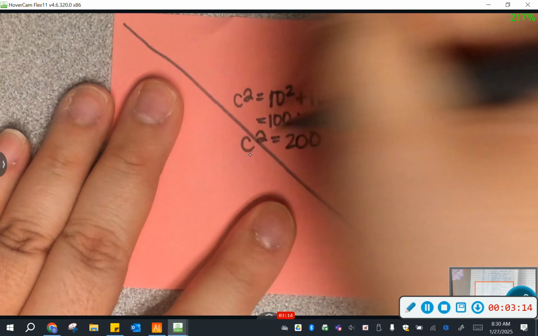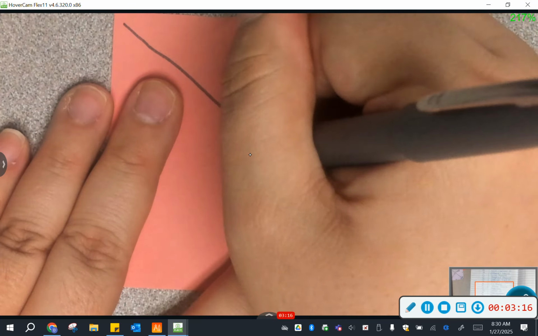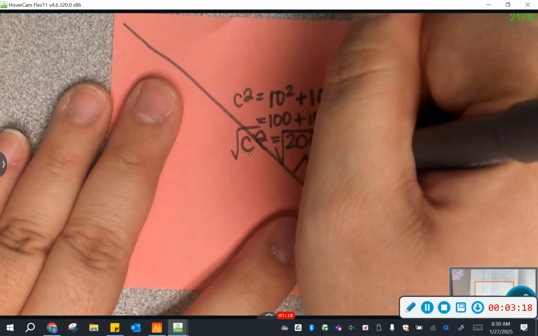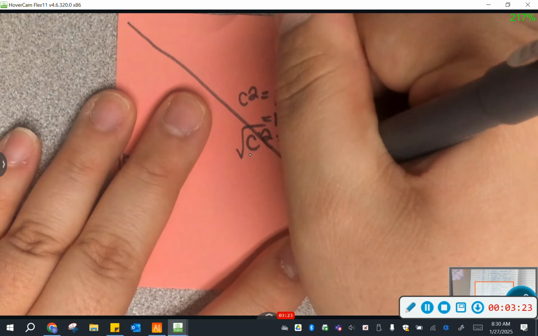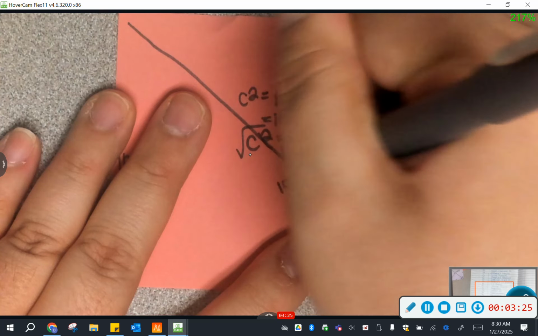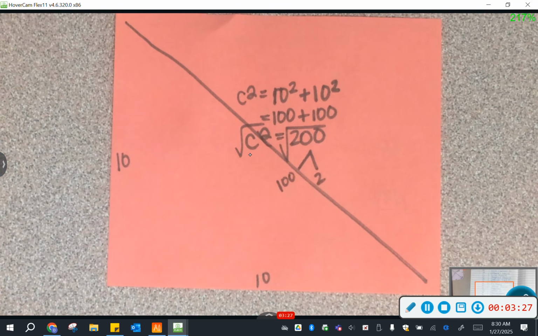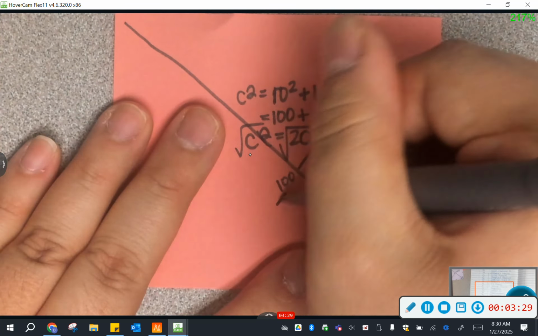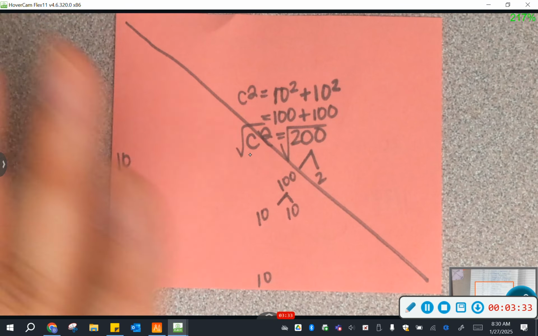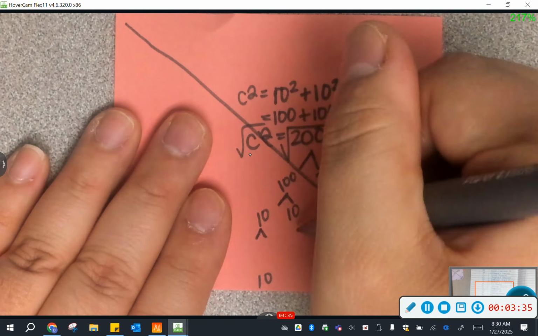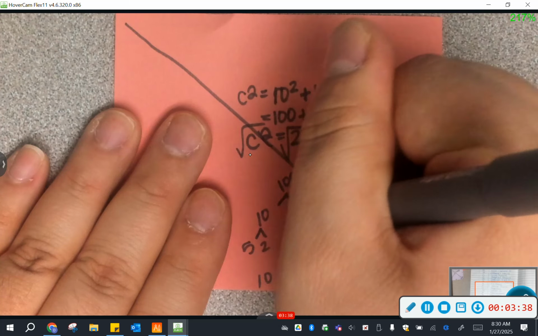And then I'm going to square root both sides and do my tree. How do I get 200? I'm going to do 100 times 2. You're not wrong, but I'm going to do 100 times 2. Then what? 10 times 10. You could do 50 times 2. I'm going to do 10 times 10. Same thing. And I get 5 and 2.